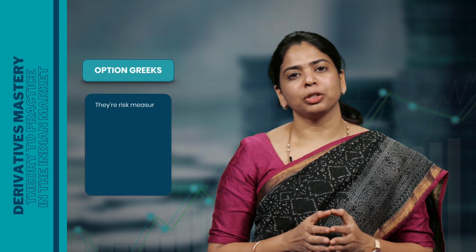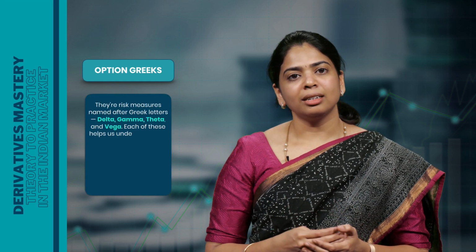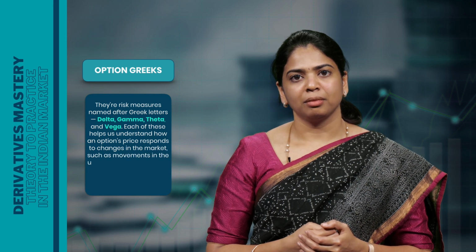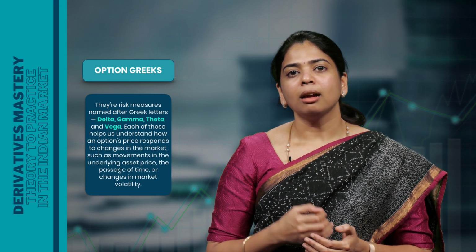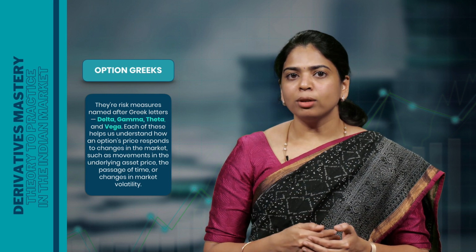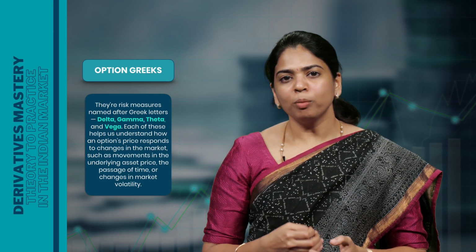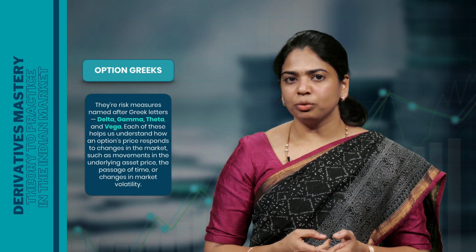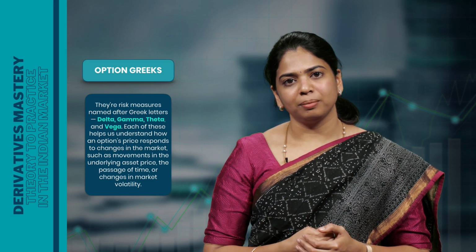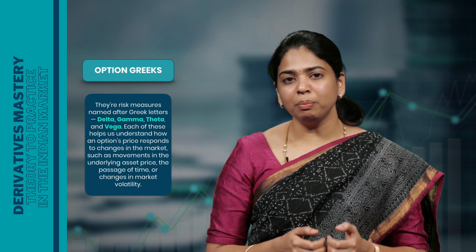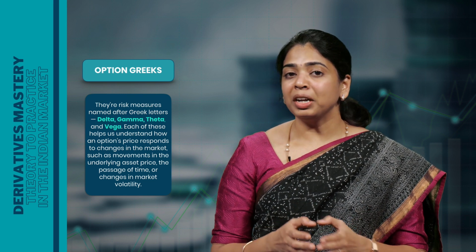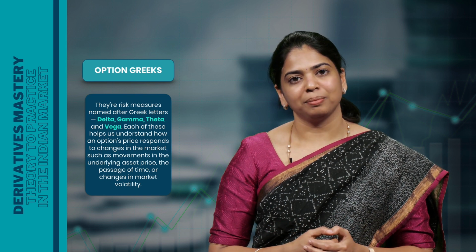These Greeks aren't just abstract concepts. They are tools for understanding how and why option prices change. Now, what are Greeks? They are risk measures named after Greek letters: delta, gamma, theta, and vega. Each of these helps us understand how an option's price responds to changes in the market, such as movements in the underlying asset price, the passage of time, or changes in the market volatility. So these Greeks are like the GPS for your trading strategy, guiding you to navigate market movements effectively.